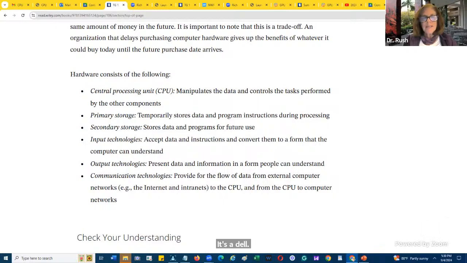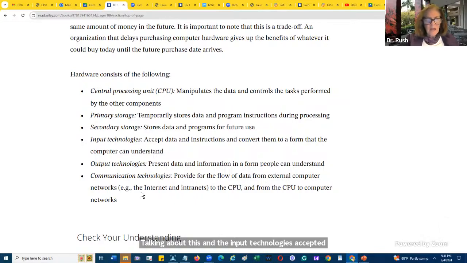Okay, so basically, I want you and everyone else to Google to find out how much primary storage or RAM you have, and how much secondary storage or hard drive. How big are they? Everybody do that now while I'm talking about this. And the input technologies, which accept the data, convert it, and understand it, output, and communication technologies.